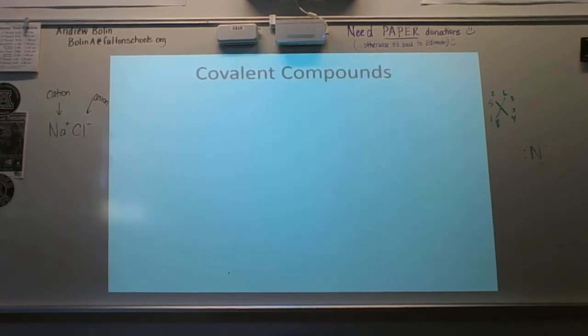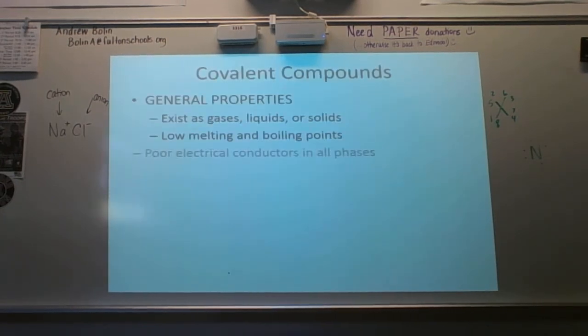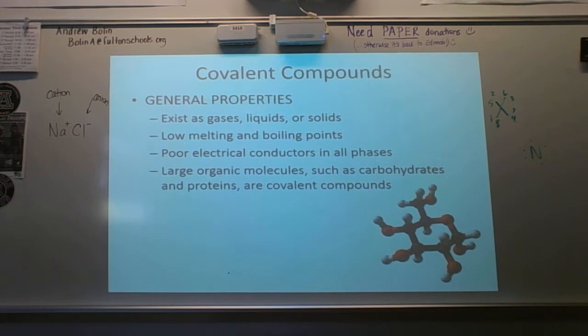And then just some information about covalent compounds. You write that down? Yeah, just right on the bottom. Okay. So general properties. Covalent compounds exist as gases, liquids, or solids. They have low melting or boiling points. They are poor electrical conductors in any or all phases that they're in. And then large organic molecules such as carbohydrates or proteins are covalent compounds.